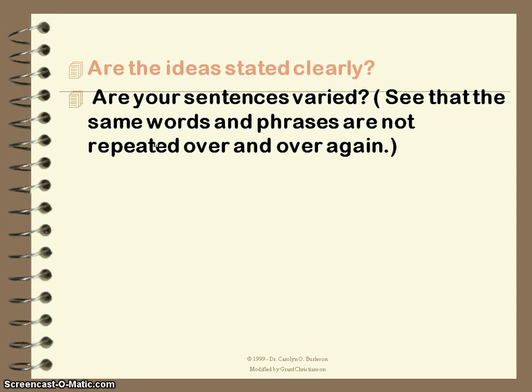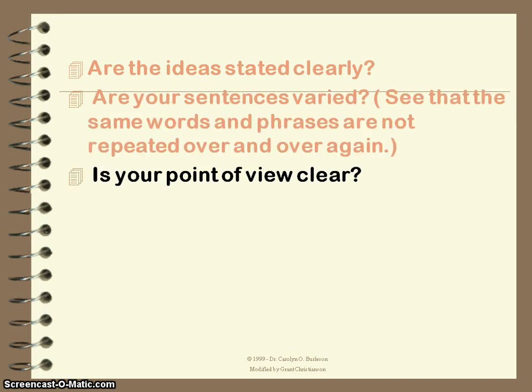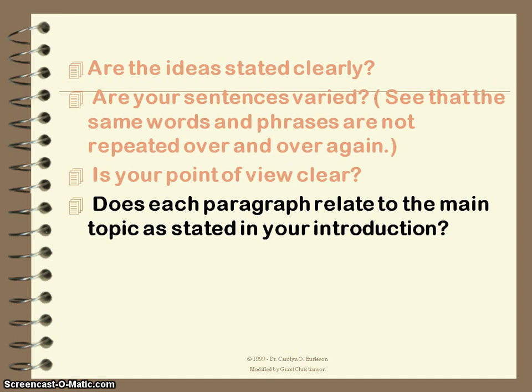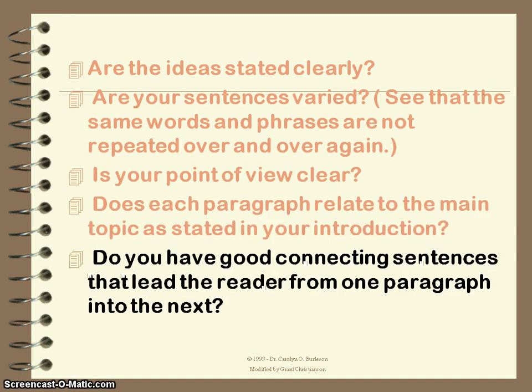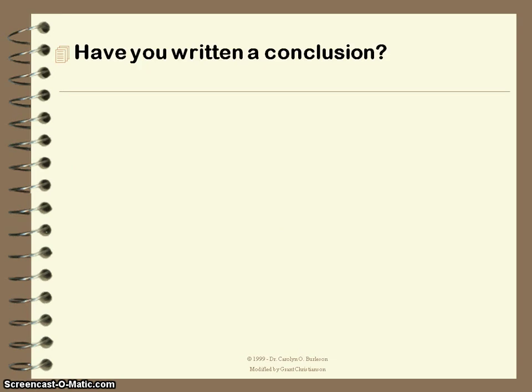Some more things to keep in mind. Is everything clearly stated? Hopefully your essay is a little clearer than some of these parts of this video, but you need to make sure your ideas are clearly stated. And are you varying your sentences? That's a big one. You've got to make sure you're varying your sentences, and not only that, but how you start your sentences. If every sentence starts with the same word, I, over and over, whatever the case may be, you need to make sure that you change that. Okay, is your point of view clear? Does it make sense? Again, paragraphs relating to the main topic, and then using connecting sentences.